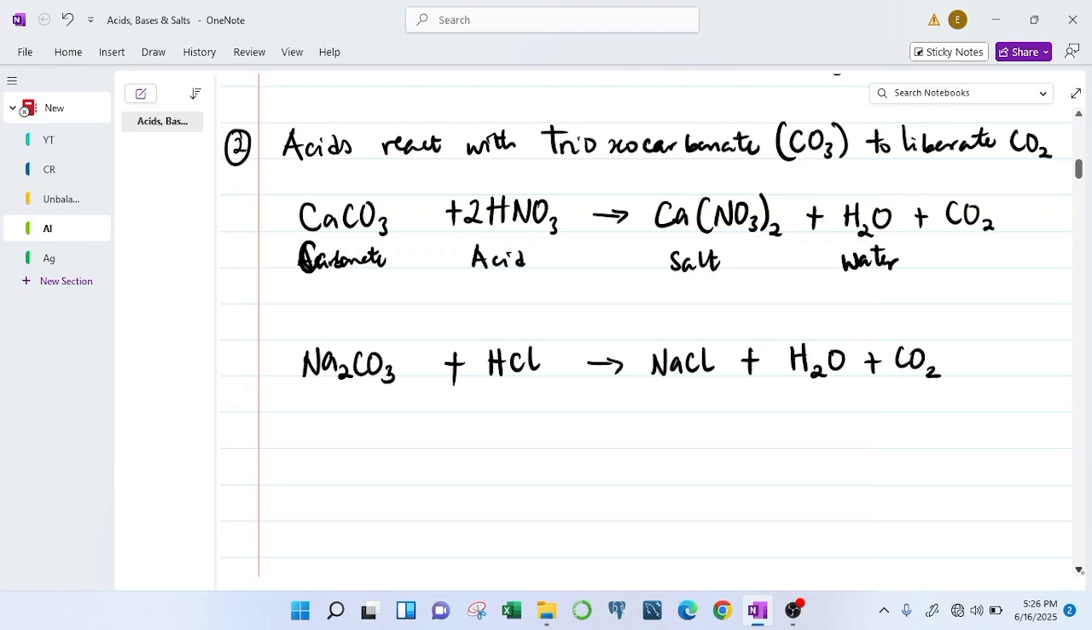carbon dioxide. Again, you can see we had Na2CO3, that was the correct formula, and now we're having NaCl, that is the correct formula. How did we get it? Watch the videos to remind yourself how to get formula of compounds. So now we can balance this equation.